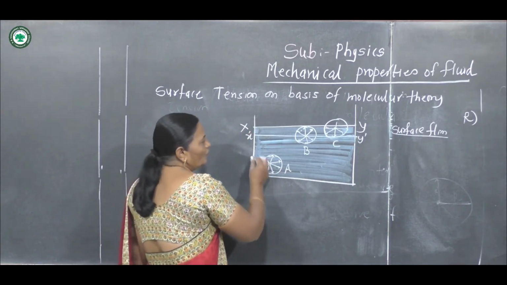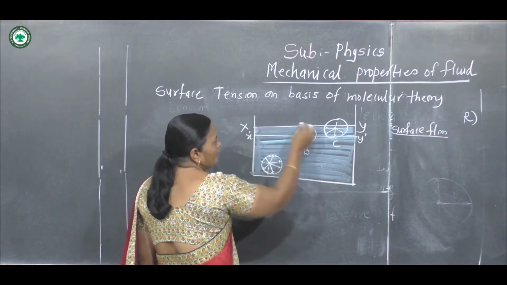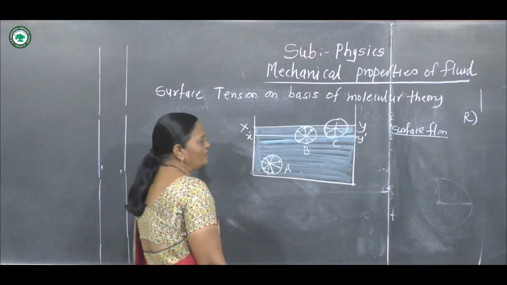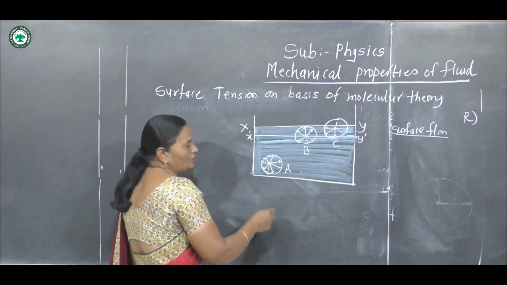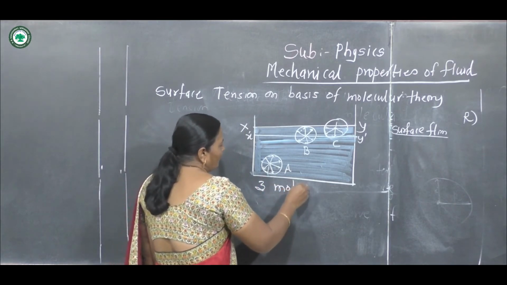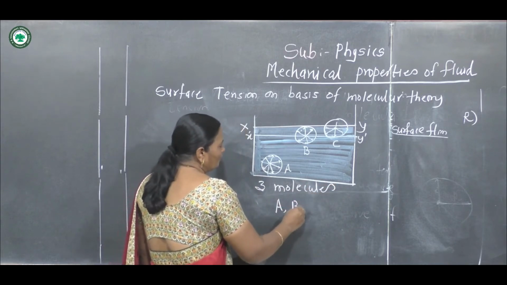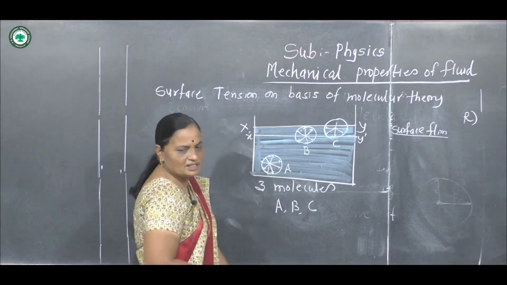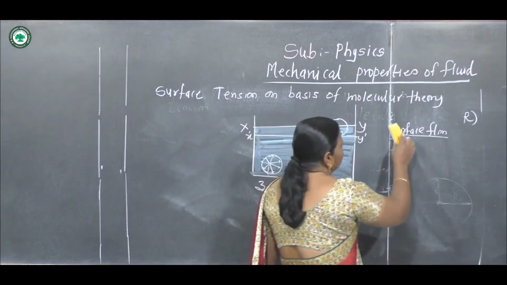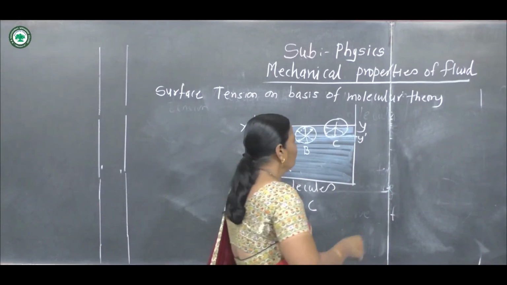Now see here, we have a container containing water. This is the free surface, XX dash, YY dash, the surface film. Consider three molecules: molecule A, molecule B and molecule C, which are in this liquid.